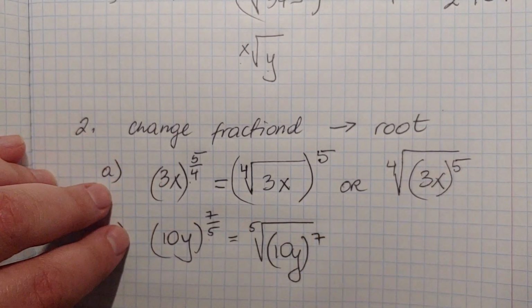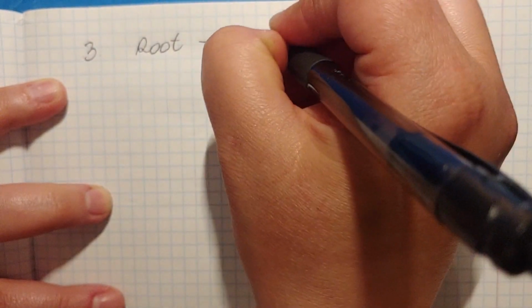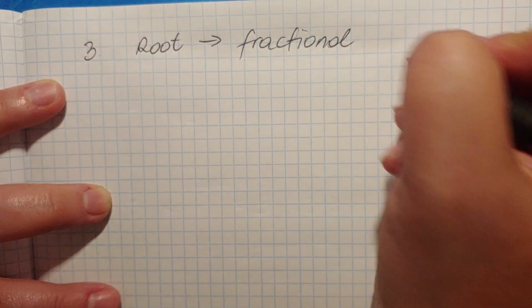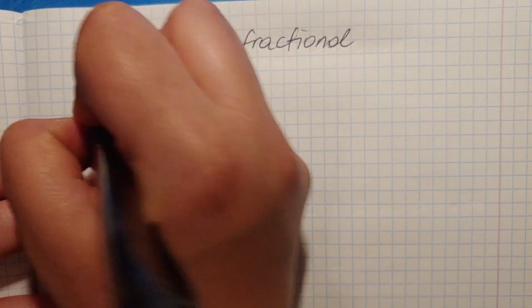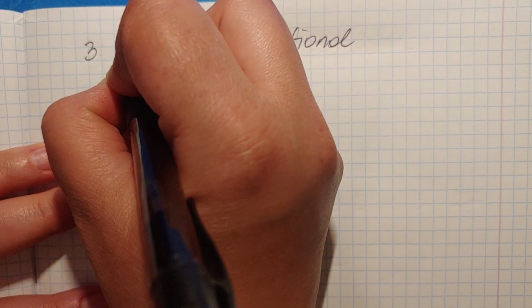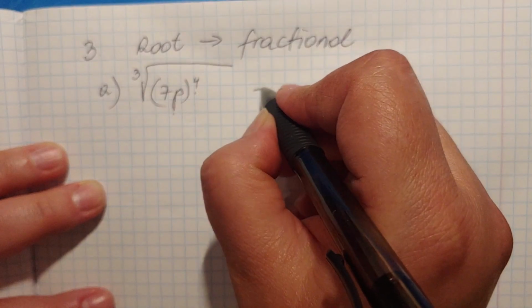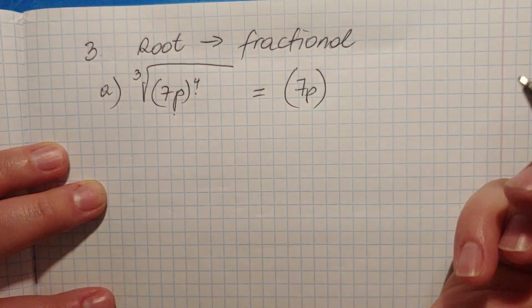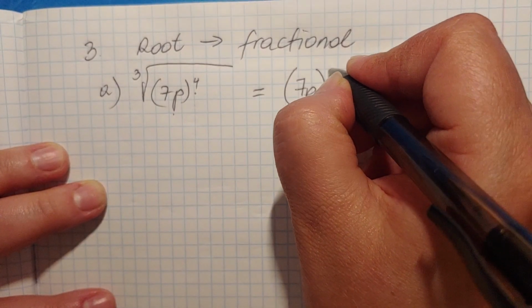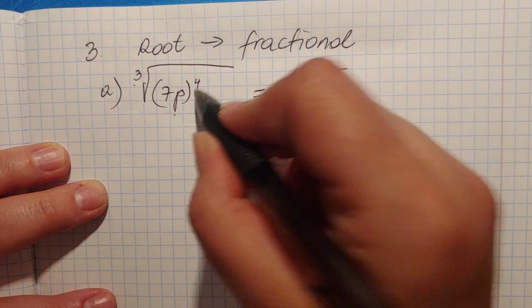And then the third type of problem you're going to see is going backwards. So you have a root form and you want to change it into fractional form. Okay, so let's say I have 7p to the power of 4, and all of this is under a 3rd root. So I have the 3rd root of 7p to the 4th power. Okay, my 7p will be my base. Now I have to figure out what my fraction is. My root is always the denominator, and my power is always the numerator.